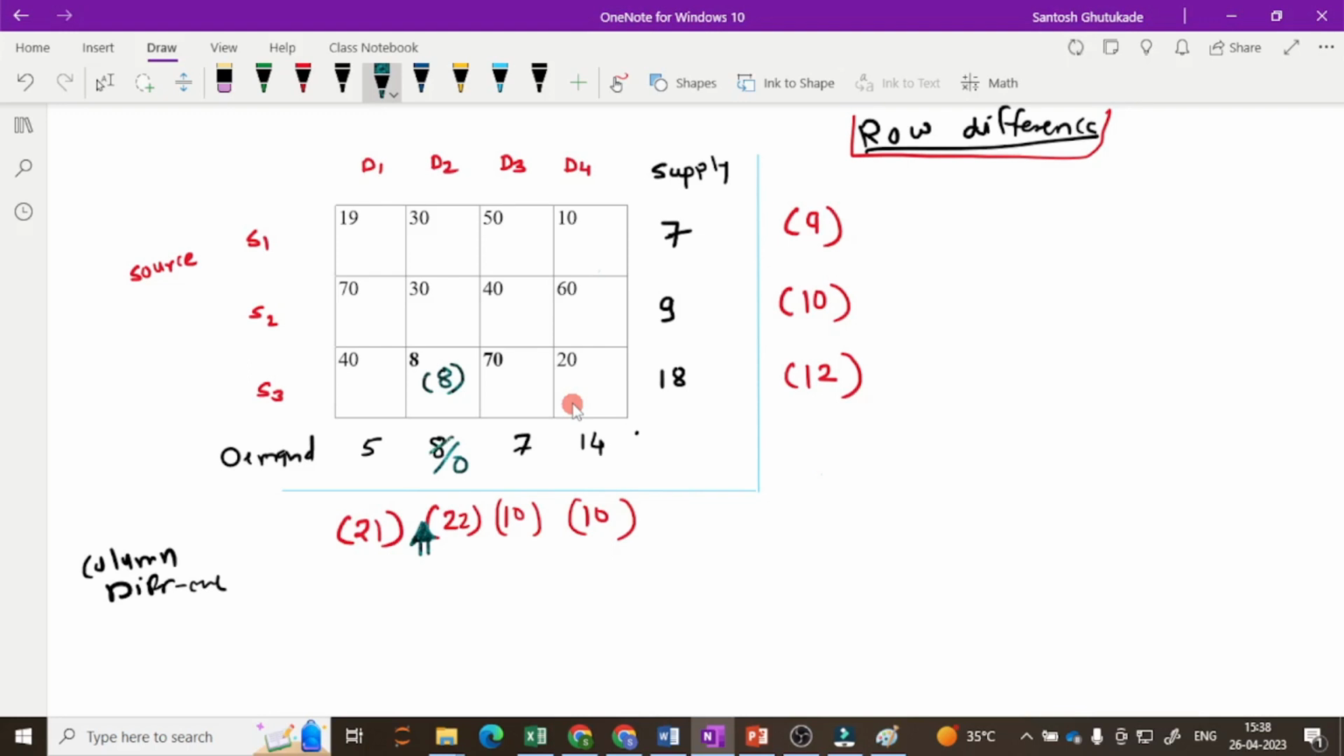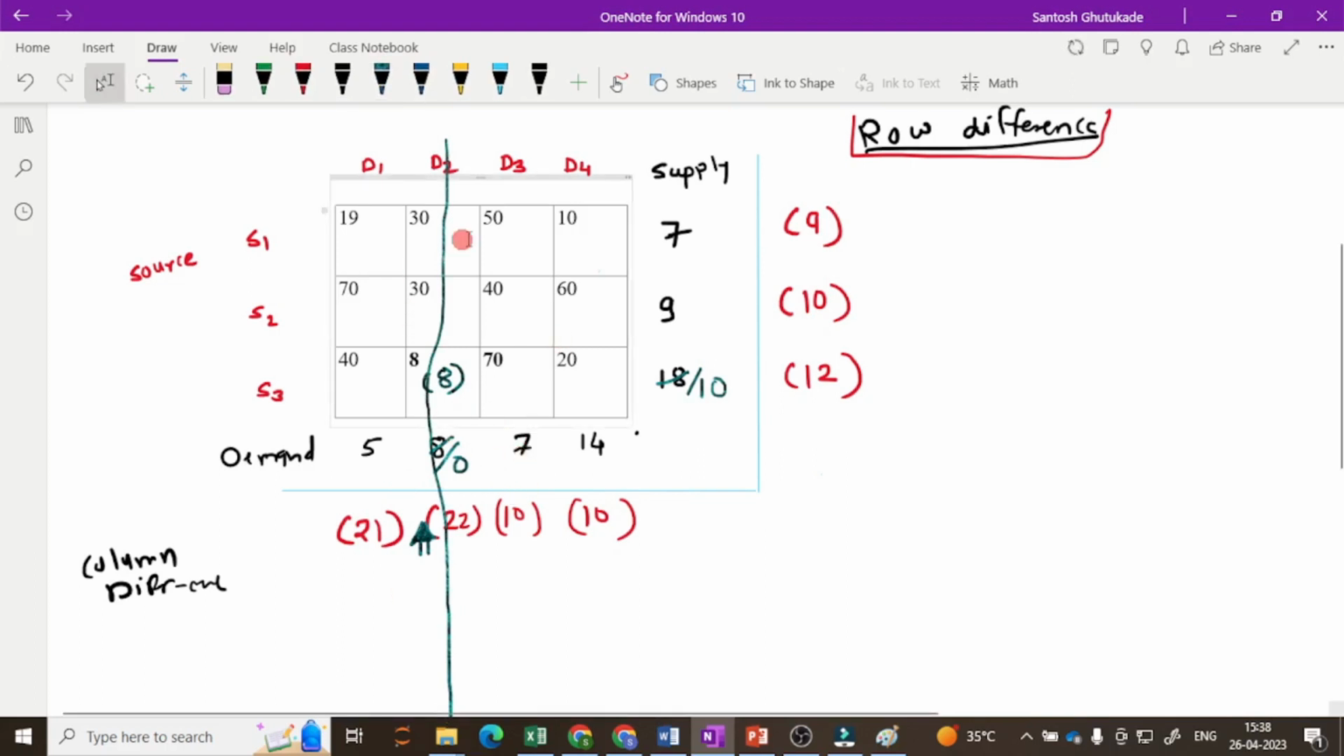This demand is fulfilled. From 18 we have used 8, so the remaining is 10. So this column is cancelled, and we are crossing out this column. For the second column, we will not calculate the penalty in the next procedure.